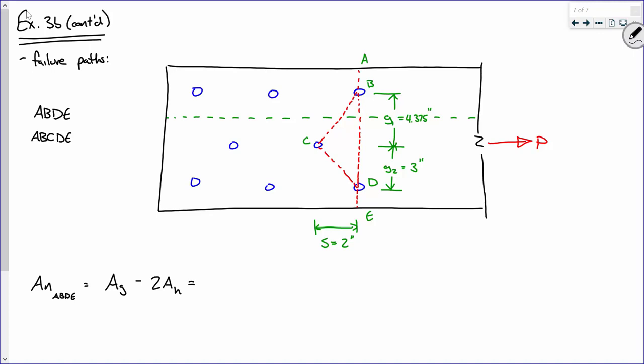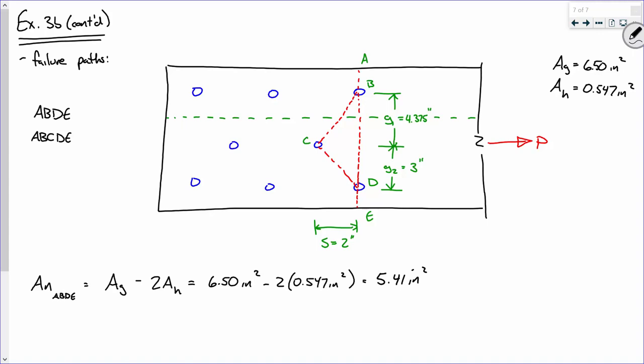0. So this is just going to be, what's the gross area again? 6.5 minus 2 times what's a hole area? 5%. Bless you. Equals. Maybe I should go ahead and put that up here. So the gross area. So what do we get? So we'll say 5.41 just to keep it simple. Sound good? So tell me, if this is the formula for the first path, what's the formula for the second path? How many holes are we going to subtract? 3. And how many stagger factors are we going to add?